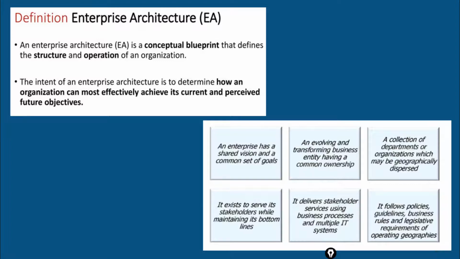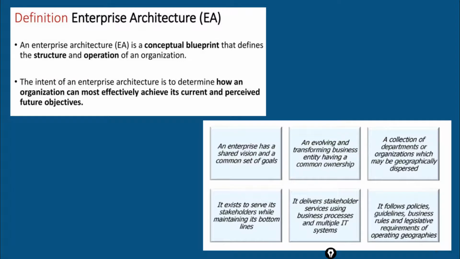An enterprise has a shared vision and a common set of goals. An evolving and transforming business entity having a common ownership. A collection of departments or organizations which may be geographically dispersed. It exists to serve its stakeholders while maintaining its bottom line. It delivers stakeholder services using business processes and multiple IT systems. It follows policies, guidelines, business rules, and legislative requirements of the operating geographies.